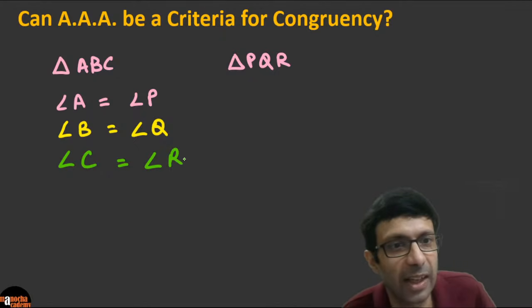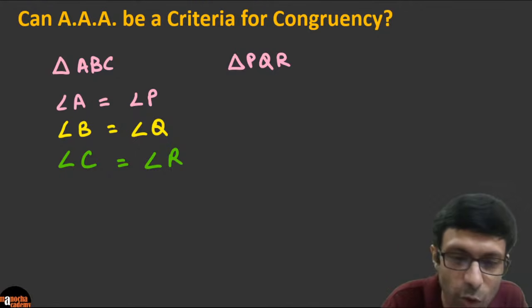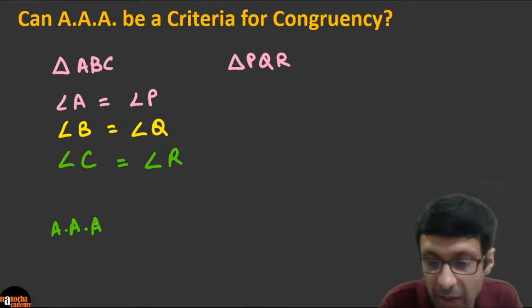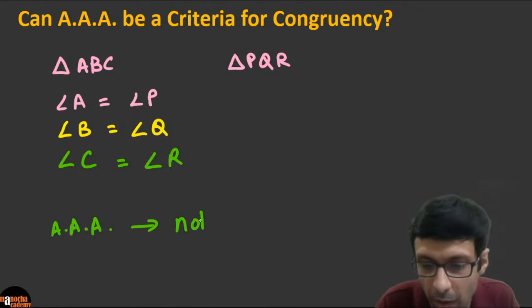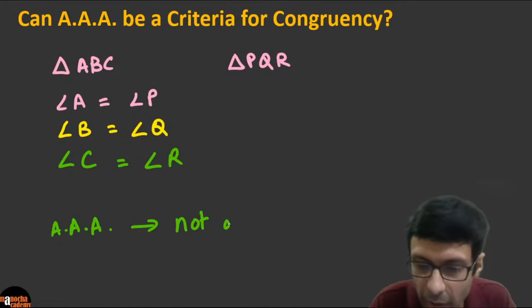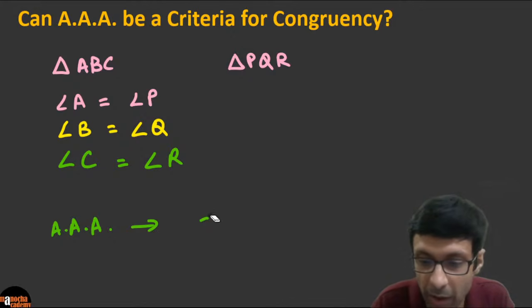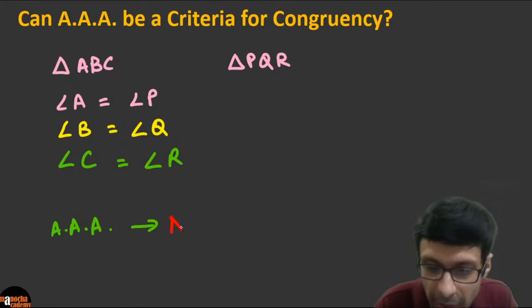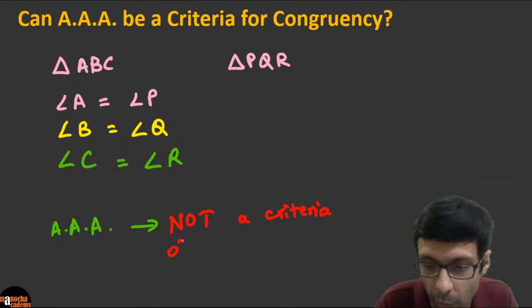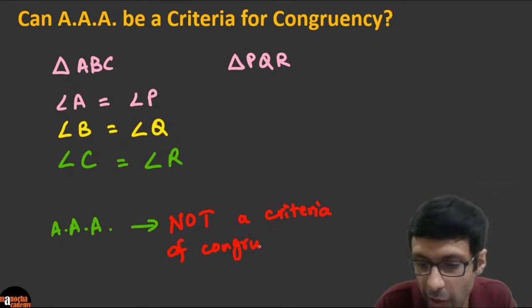Excellent. I see Danica Fernando saying no, Jay Reddy says no, Chandan Kumar, very good guys. So here the answer is no. AAA, please remember, SSS is a criteria for congruency, but AAA is not a complete criteria. Just because angles are equal, it is not a criteria for congruency. Let me write it in red so that you remember: AAA is not a criteria for congruency. We cannot say that just because the angles are equal, they are congruent.